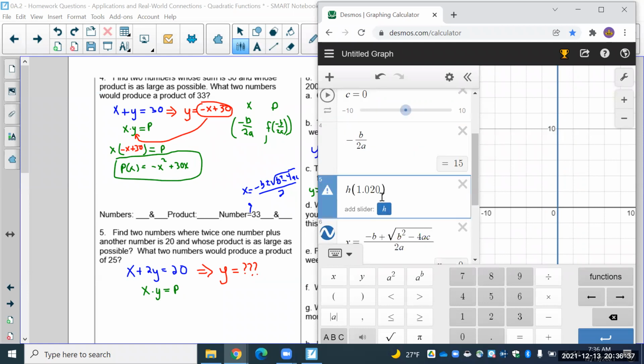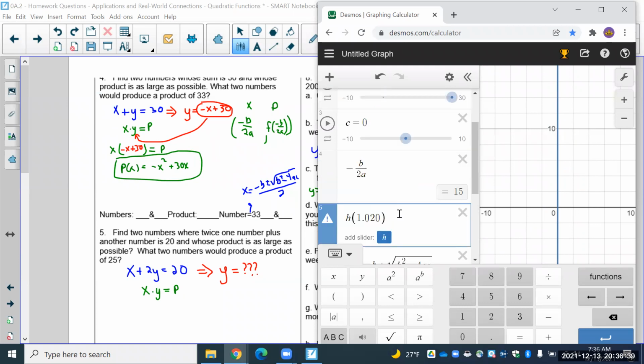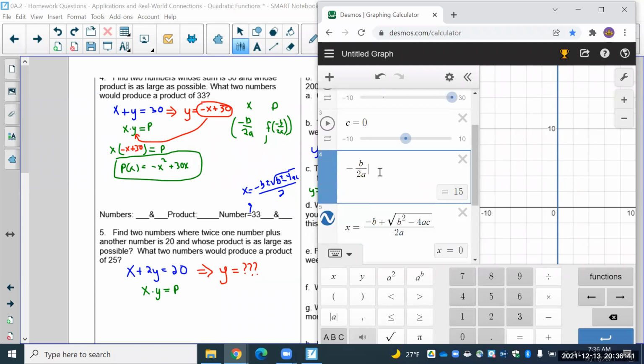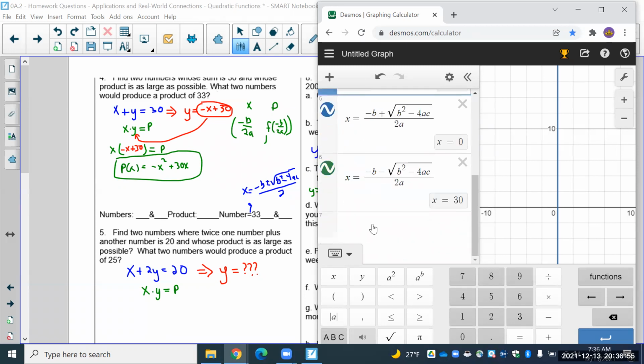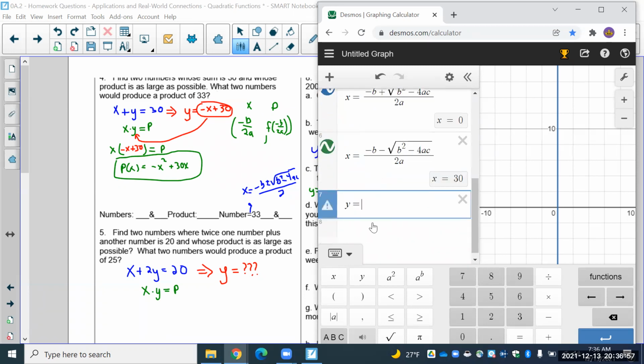However, when I put it back in, if I want to put -b over 2a in, the question is, where do I put it back in? And the answer is both places, okay? So I need to put it here, right? But that'll give me the product, but I also need to put it back in the y equation. You're going to need to put it in both, right? So that's why maybe the graph is misleading.